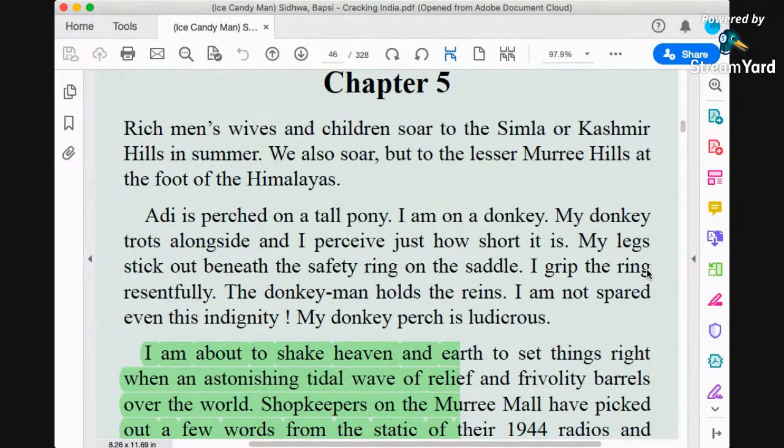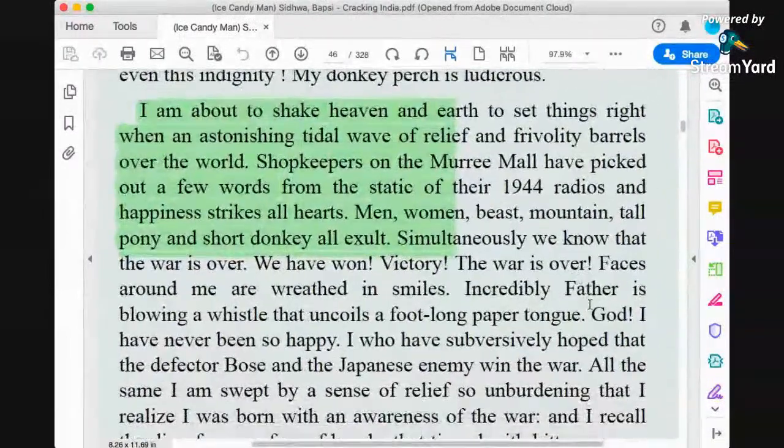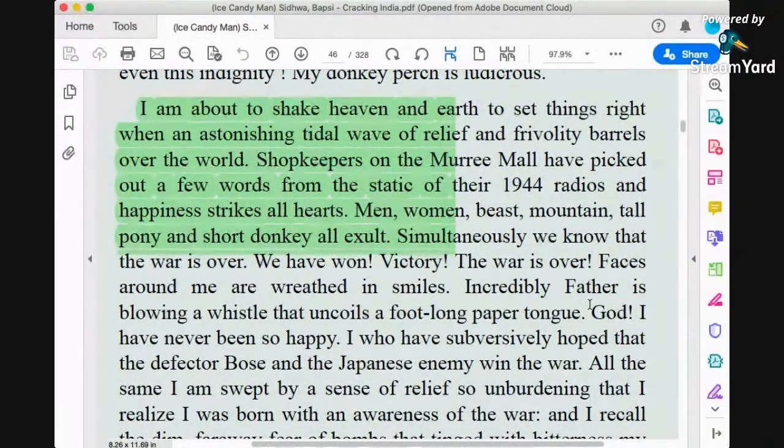Now, I'm taking you to the real paragraph that we are interested in. For example, here is one green paragraph. It says, "I'm about to shake heaven and earth to set things right when an astonishing tidal wave of relief and frivolity washes over the world. Shopkeepers in the Murree hills have picked out a few words from the static on their 1944 radios, and happiness strikes all hearts. Men, women, beast, mountain, tall pony, and short donkey all exult.